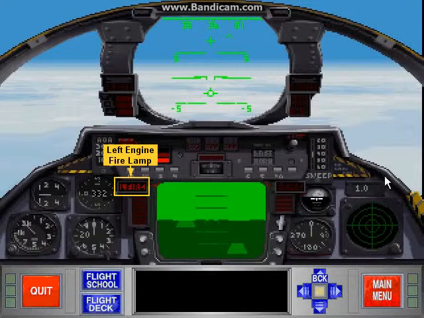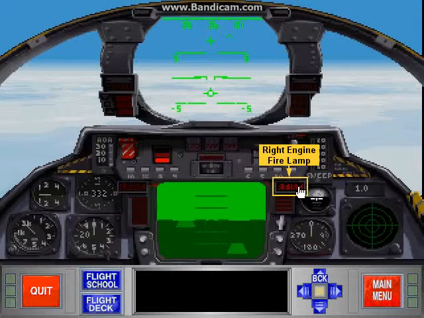The left engine fire lamp illuminates when your portside engine has been damaged and is on fire. The right engine fire lamp illuminates when your starboard engine has been damaged and is on fire.